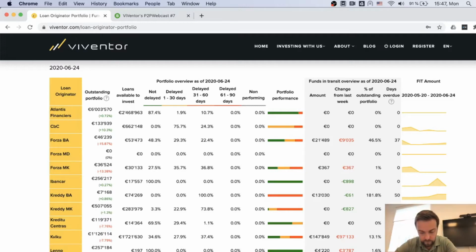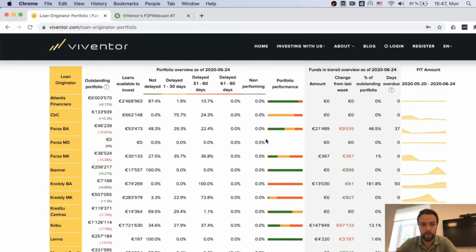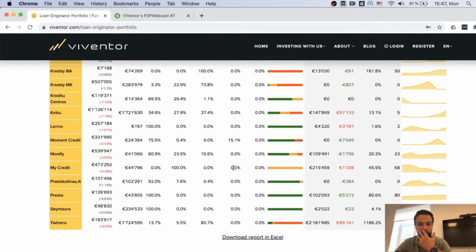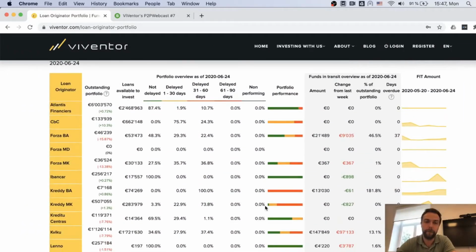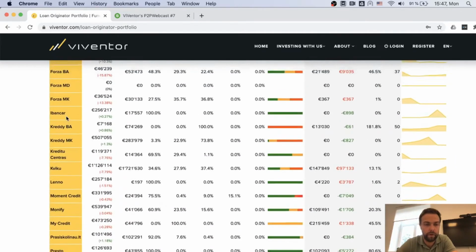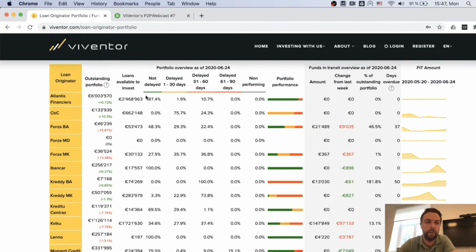So how to read this report? Again, this report will be updated on a weekly basis, so treat it as a snapshot of the latest situation on the VIVENTOR platform. The report consists of a table, which can also be downloaded as an Excel file below, so you can have multiple snapshots downloaded to your computer and compare them with each other. The first column lists all our loan originators that we currently have active on the platform. The second column, outstanding portfolio, means the portfolio which has been invested into. So it's the currently invested portfolio by our investors on the VIVENTOR platform of this loan originator.